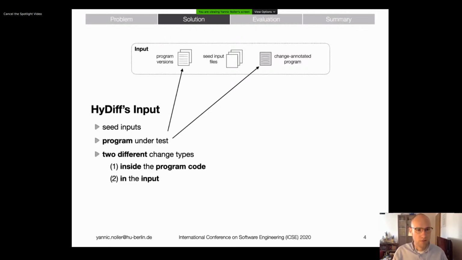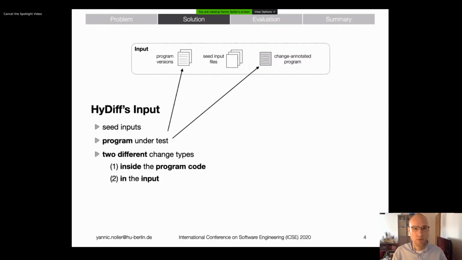So let's start with the inputs. Of course, we take some seed inputs to drive the initial exploration. Here we need at least one input, but if you have an existing test suite, we also can incorporate all of these inputs. And then we take also the program under test for our inputs. Here we distinguish between fuzzing and symbolic execution. For fuzzing, we take the actual program and instrument it, for example, to measure the program coverage. And for regression testing, we take multiple program versions. For symbolic execution, we take a change annotated program.